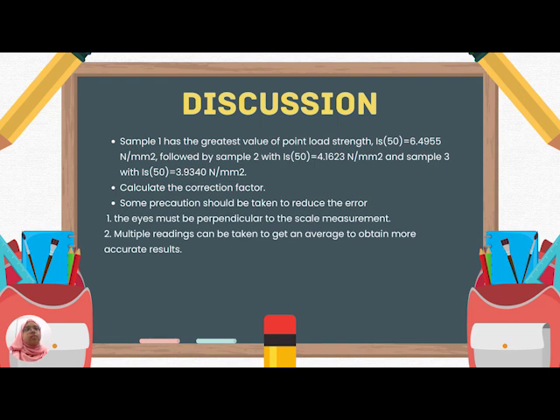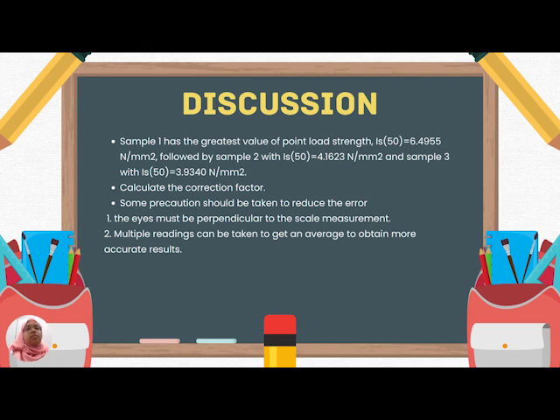My name is Atira. So we will be moving on to the discussion for G4-3 point load test. From the calculation and the data that we have obtained, sample 1 has the greatest value of point load strength, which is 6.4955 Newton per millimeter square, followed by sample 2, 4.1623 Newton per millimeter square, and sample 3, 3.9340 Newton per millimeter square. And as you can see, 6.4955 has the highest value.